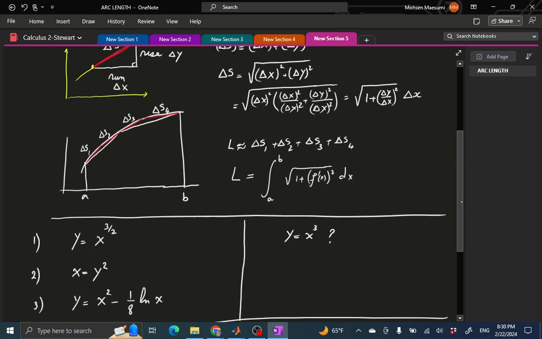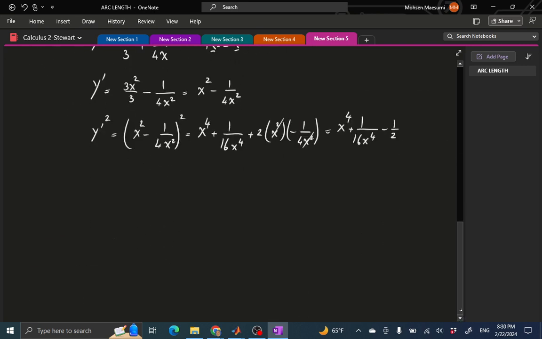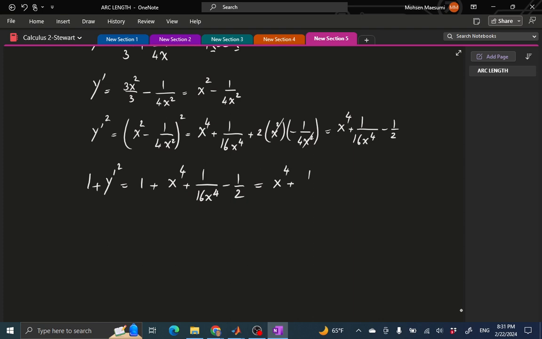As we said, it's 1 plus y prime squared in the expression. So I need 1 plus y prime squared. So it's going to be 1 plus x^4 plus 1 over 16 x^4, then minus 1/2. 1 and minus 1/2, well, we always get a plus 1/2 in this process. So we get 1 over 16 x^4 plus 1/2.